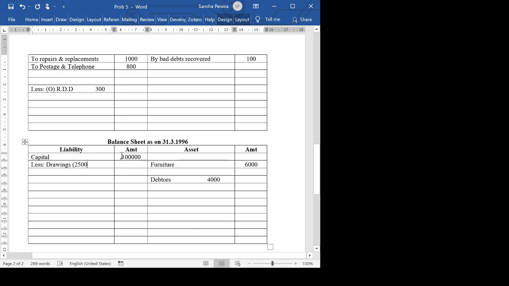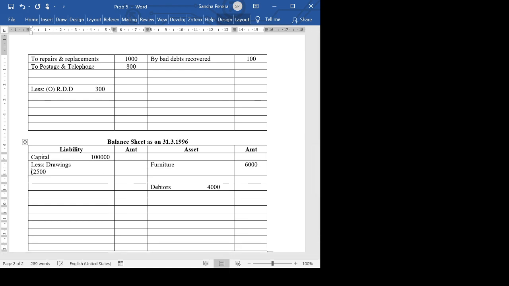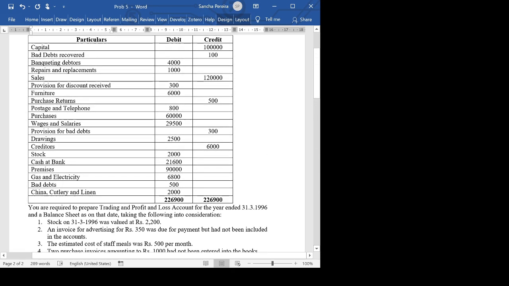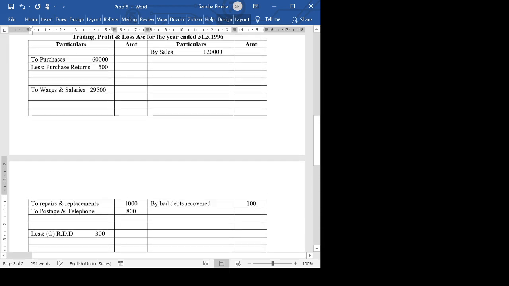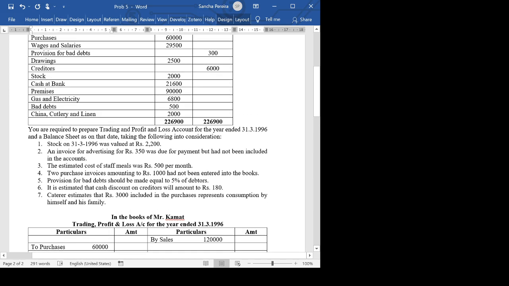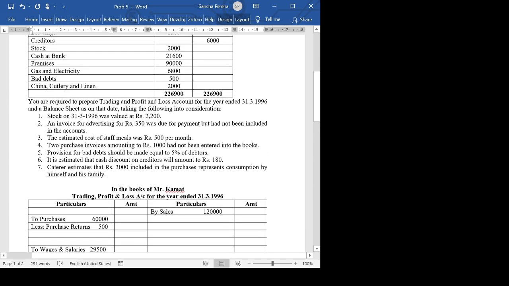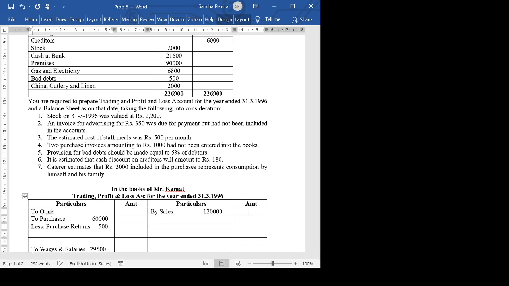I'm sorry, I put capital out. It has to come in the inner column because there's an adjustment to it. Then we have creditors 6,000. Again, there's an adjustment here. There are two adjustments. One is that provision for discount received, which is given in the adjustments. Stock 2,000. Now we know that this is opening stock. Stock is 2,000 to opening stock.